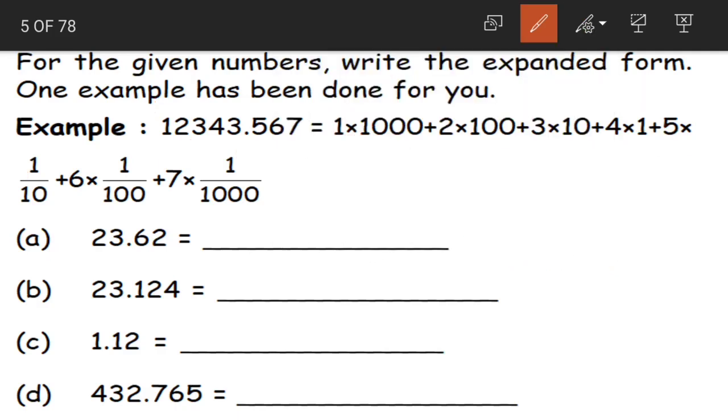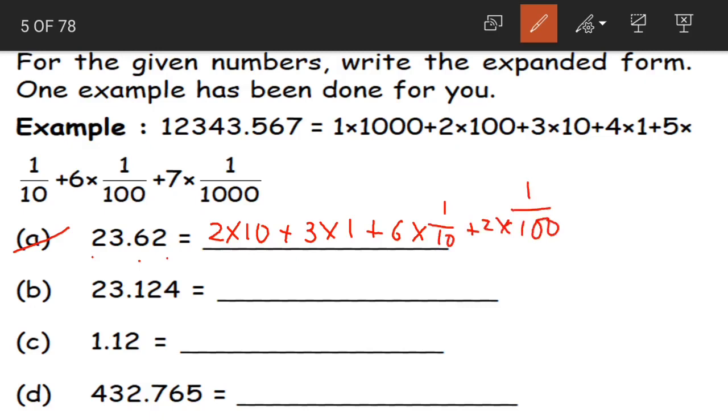If you look at other examples here, example A, 23.612, 2 into 10 plus 3 into 1 plus 6 into 1 by 10 plus 2 into 1 by 100. Yes children, what did we do here? 23, 2 is in tens place, 3 is in ones place, 6 is in 1/10 place, 2 is in 1/100 place. So 2 into 10 plus 3 into 1 plus 6 into 1/10 plus 2 into 1 by 100.